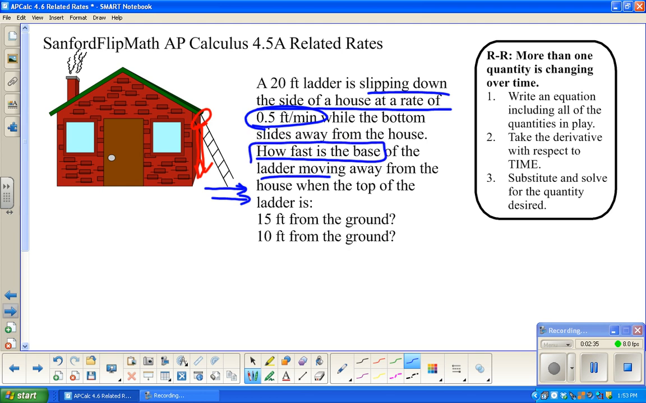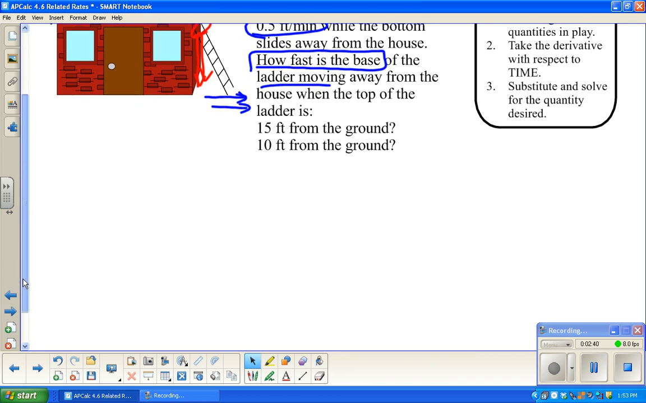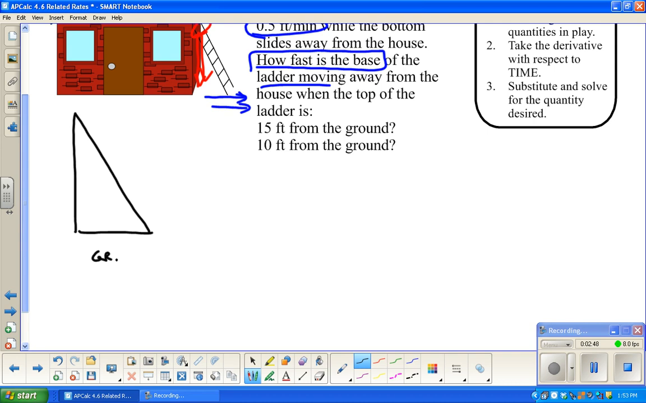So I'm going to streamline my little picture here. Here's the vertical part of the house, here's the ladder, and here's the ground. So house, and then ladder. And it's probably worth noting that we're going to make an assumption that the house is perpendicular to the ground.